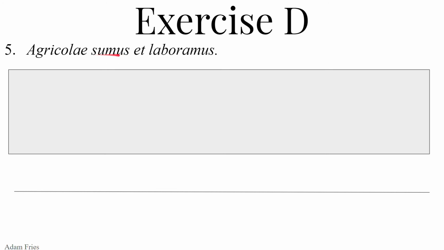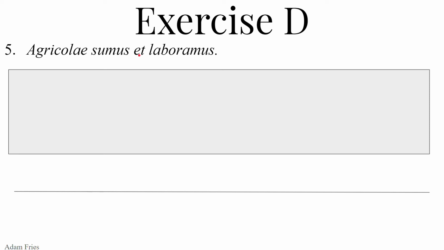This is a linking verb. We are, the subject is we. We are farmers. So farmers, this is actually a predicate nominative. See, you can't take really anything for granted. Agricolae is a predicate nominative because the subject is we. Now, who are the farmers? We are, sumus. We are farmers. Et is a conjunction. That's another part of speech.